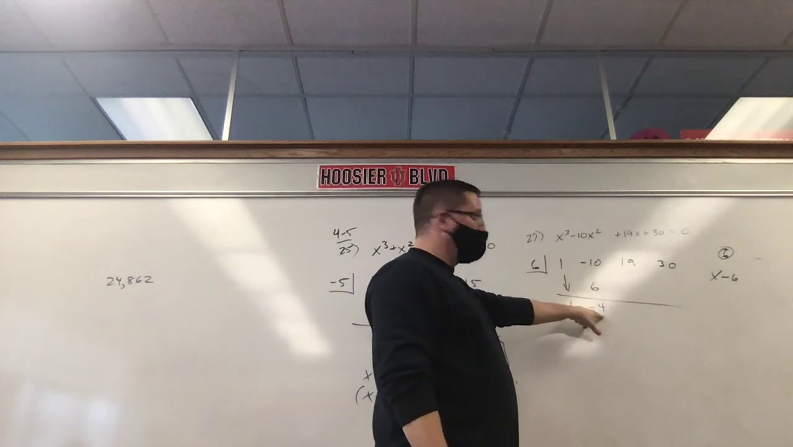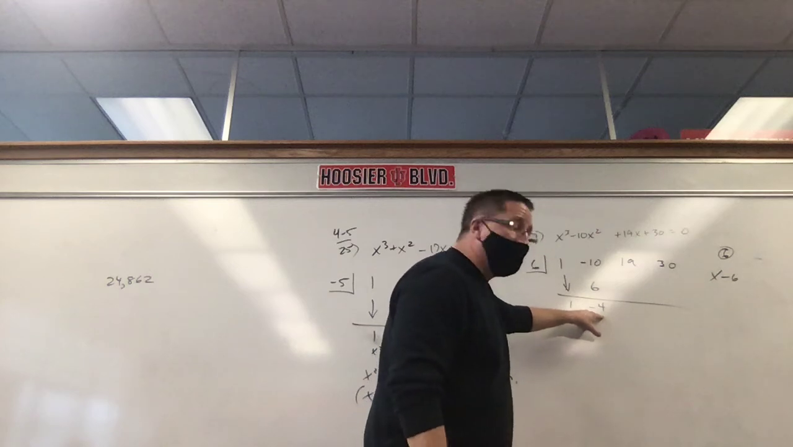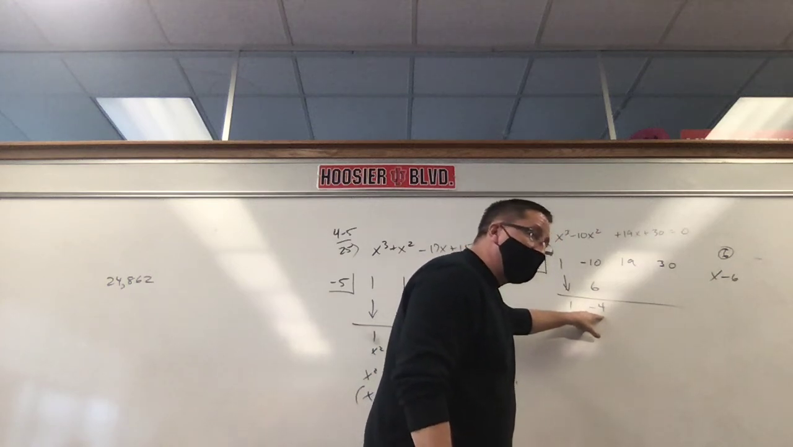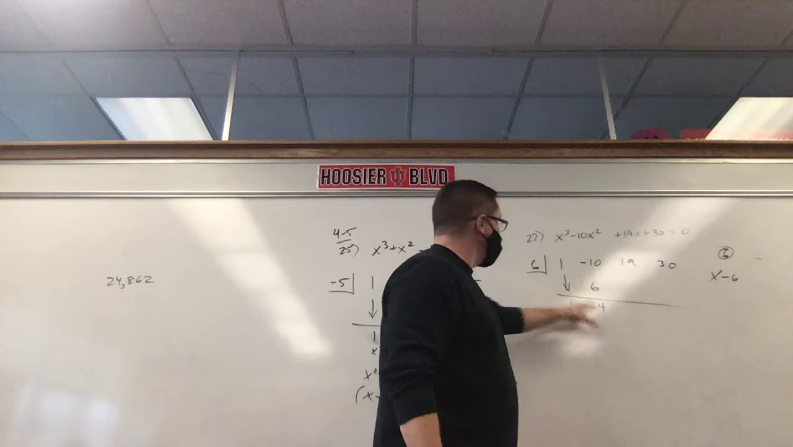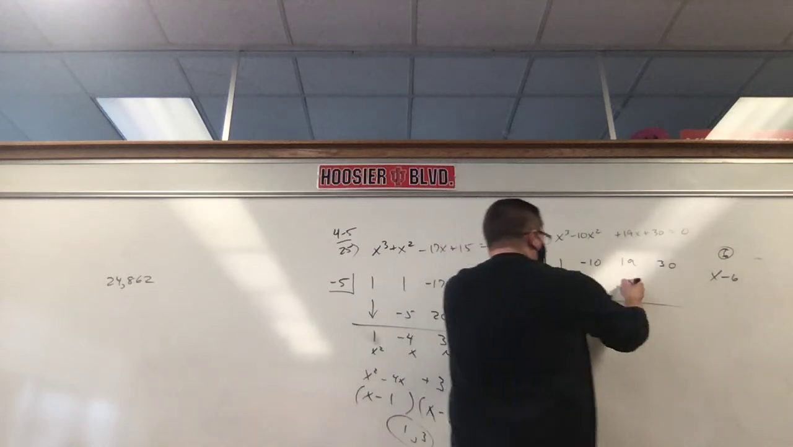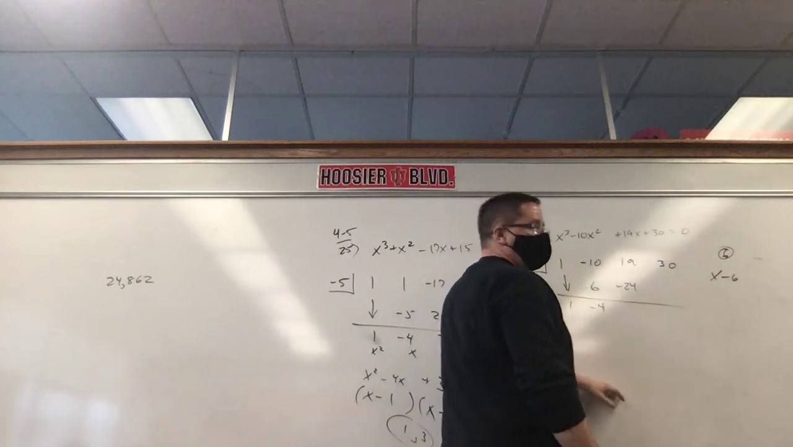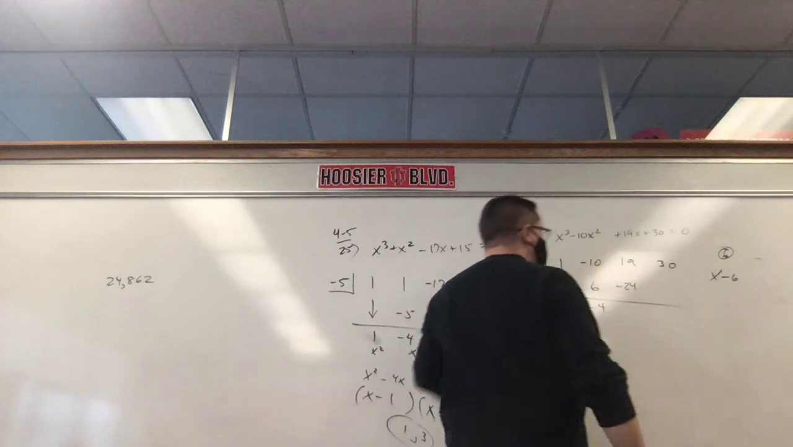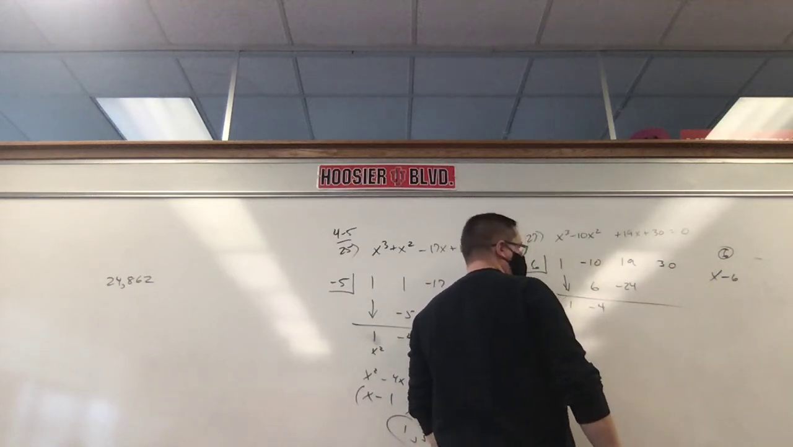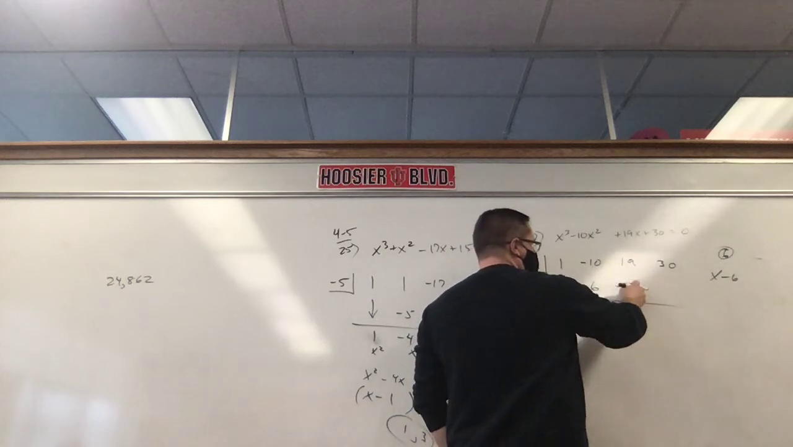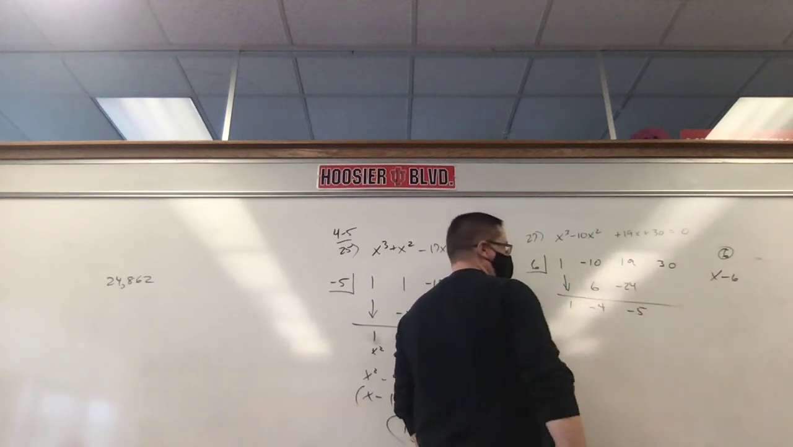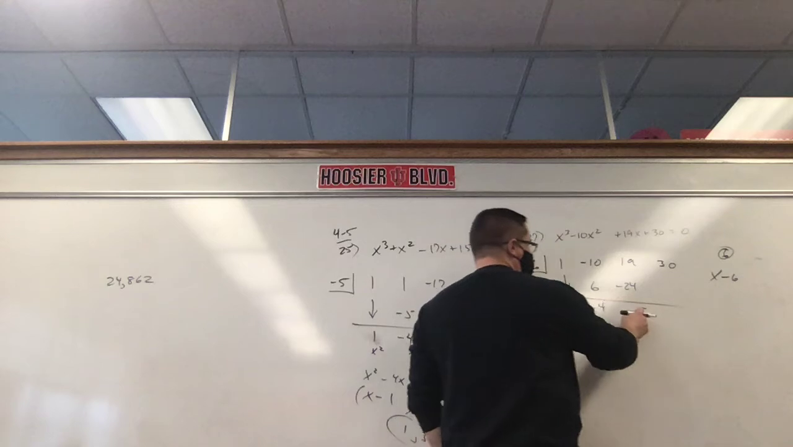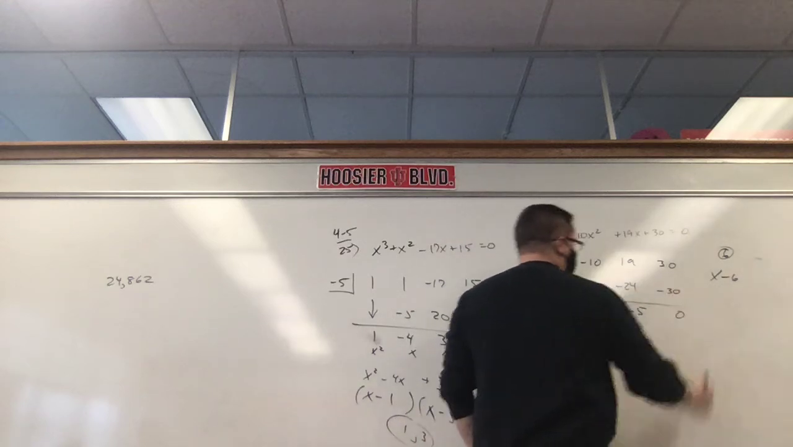Times what? 19 times what? To negative 4. Times what? No, not times 19. 6. Times the magic number, 6. Negative 24, then what? Add what? 30? No, don't add 30 yet. Add 19 and negative 24. Then we times 6 and negative 5, add to 0.